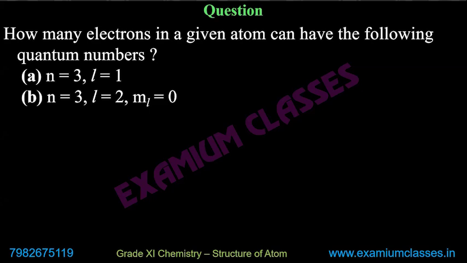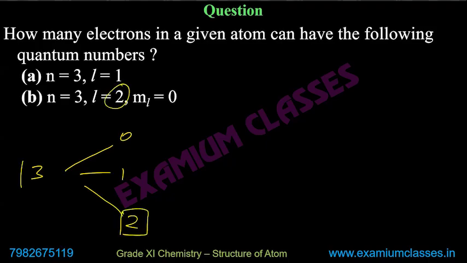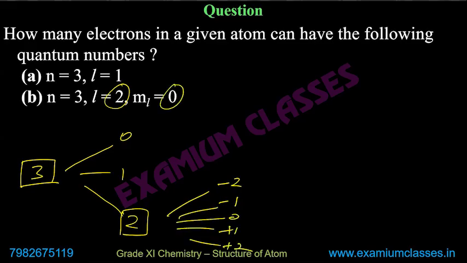It is correct because third shell will have 0, 1, 2 subshells. So we are considering only two. So of third shell, second subshell will have five orbitals: -2, -1, 0, +1, +2. But we are considering only 0, so we will consider only this one. n, l, ml. ml is just 0. This 0 will have only 2 electrons. One orbital can have only 2 electrons. So answer is 2 electrons.